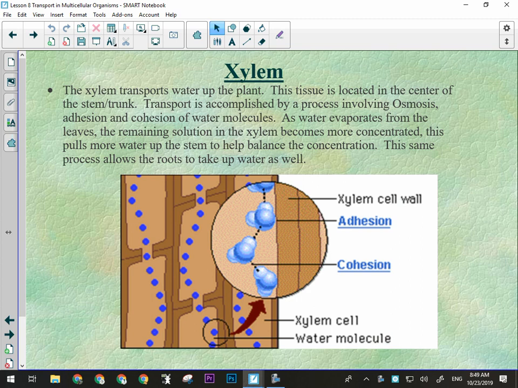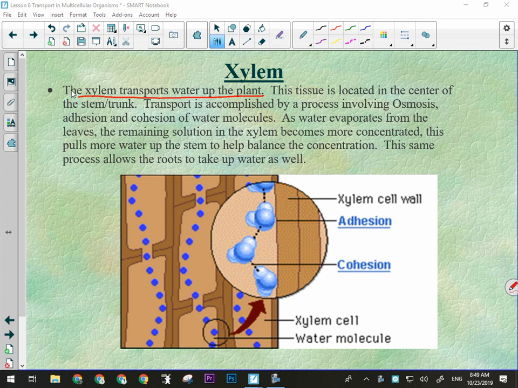Okay, things we need to remember about the xylem. The xylem transports water up the plant. So xylem transports water, and it transports it in an upward direction. The xylem is on the inside of the stem. It is the oldest part of the stem. So it's located, like I say, in the center of the stem or trunk.